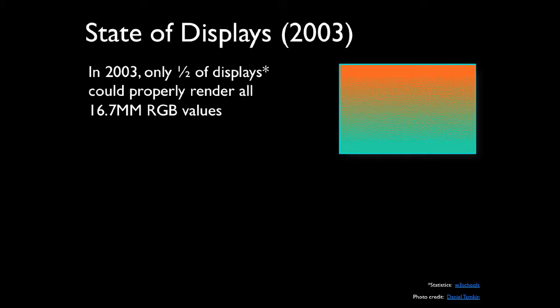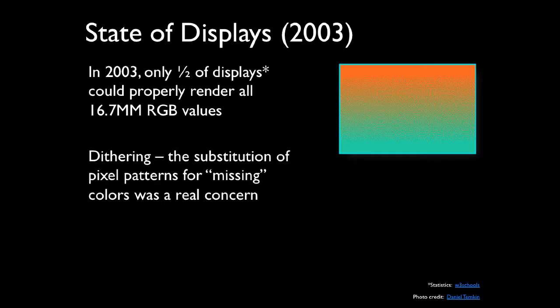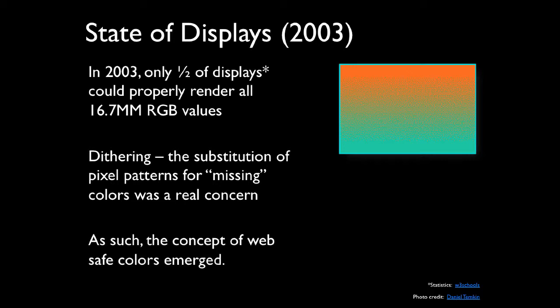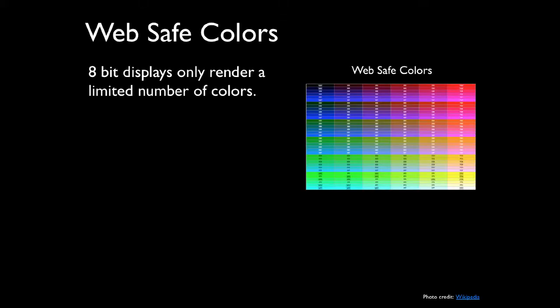Well, let's go back a few years, 2003. Back in 2003, only about 50% of the displays out there could properly render all those RGB values. So there was a real fear of this concept of dithering. And dithering is what happens when a color is lacking in the palette, so it has to substitute a pixel pattern instead. And you end up with something that looks a lot like the orange and green pattern that you see on the right. And because of this, this concept of web-safe colors had emerged.